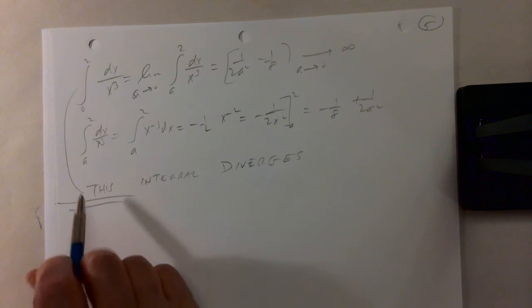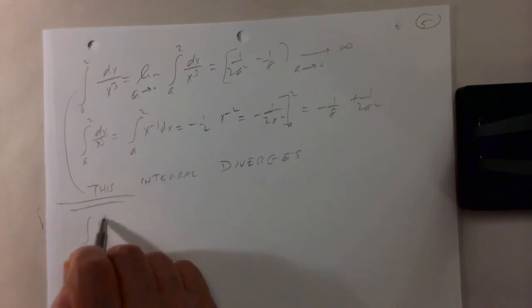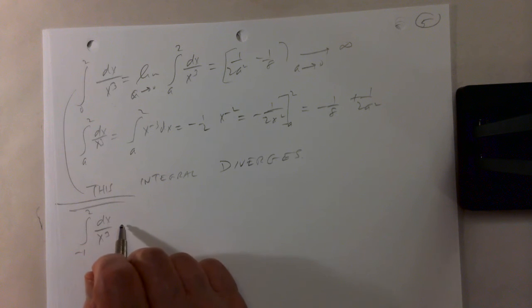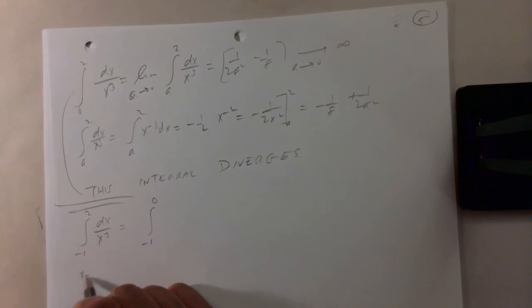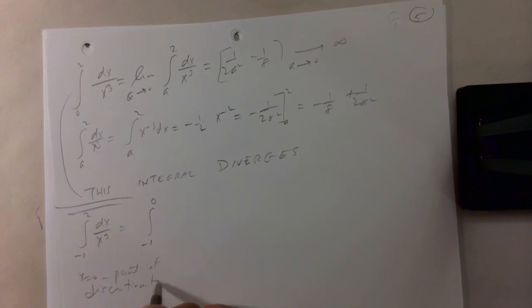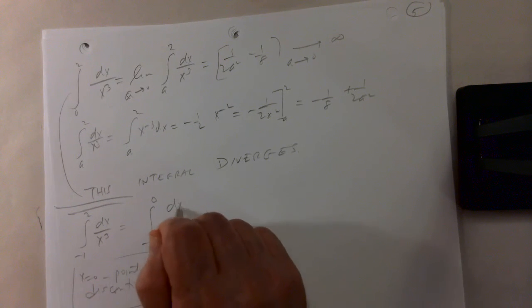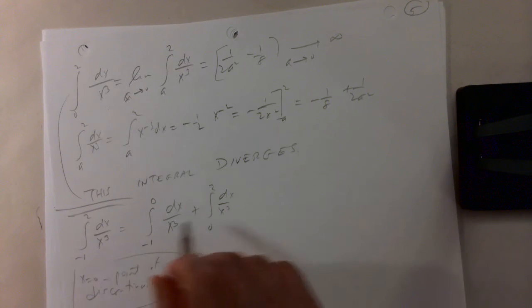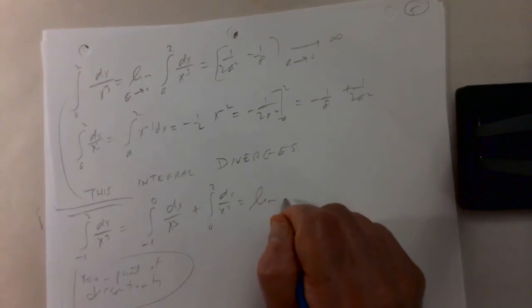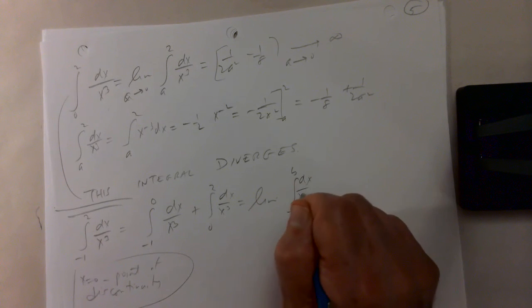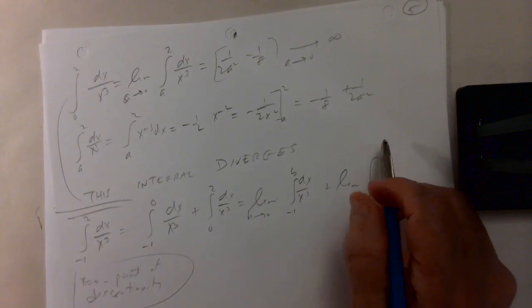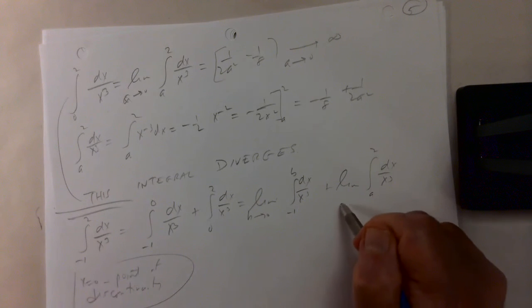One last problem. Suppose instead of integrating this from 0 to 2, we want to integrate the same function from minus 1 to 2. So we would define this as the integral from minus 1 to 0, because x equals 0 is a point of discontinuity, plus the integral from 0 to 2. And we write each of these as a limit. The first is the limit of the integral from minus 1 to b of dx over x cubed as b goes to 0 from below, plus the limit as a goes to 0 of the integral from a to 2 of dx over x cubed.